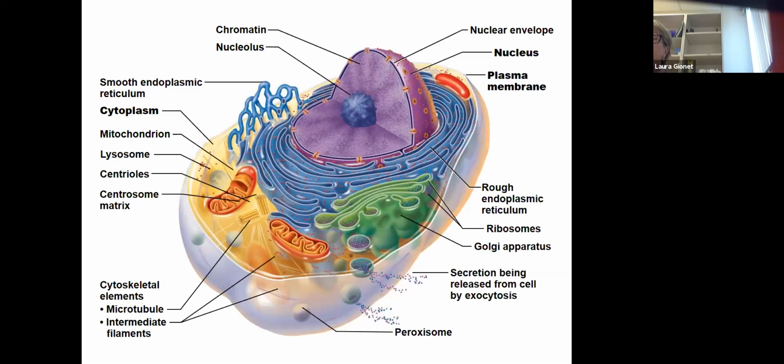So here we have this model. We have a plasma membrane to the exterior that defines what is the interior of the cell versus the exterior of the cell. We have different organelles identified in different colors and shapes. We have the nucleus and the nucleolus, the structures within the nucleus itself.